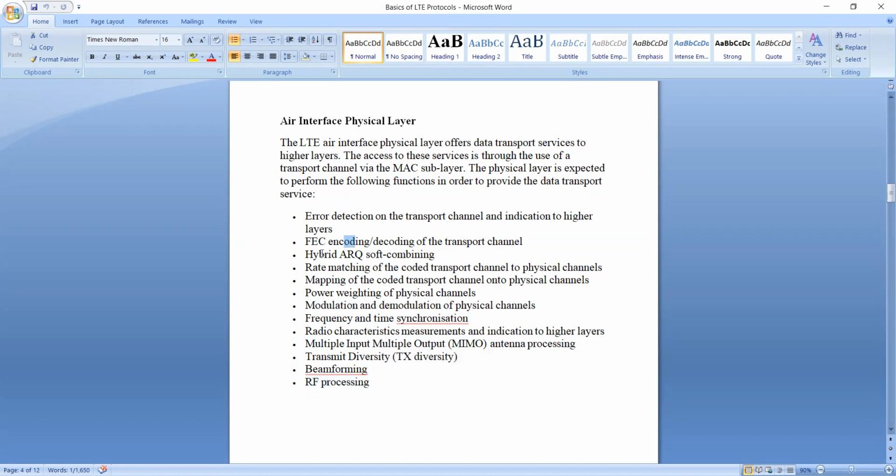Coding, encoding, hybrid ARQ soft combining, rate matching, modulation and demodulation, frequency and time synchronization, MIMO, multiple input multiple output, RF processing. These are the responsibilities of the physical layer. There are other things also, but no need to write. If you can tell 2 or 3 points in the interview, that's enough.